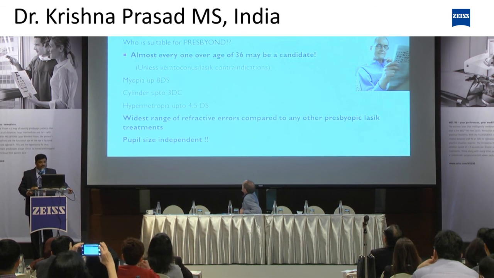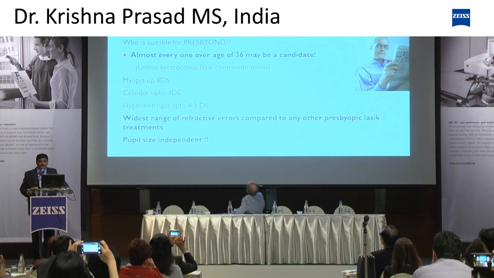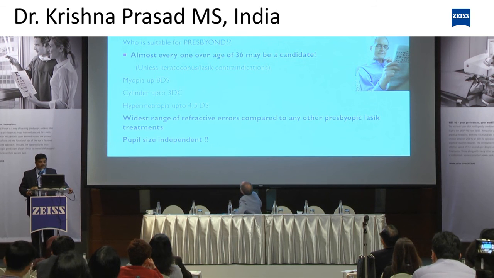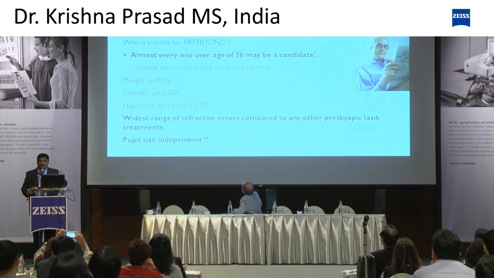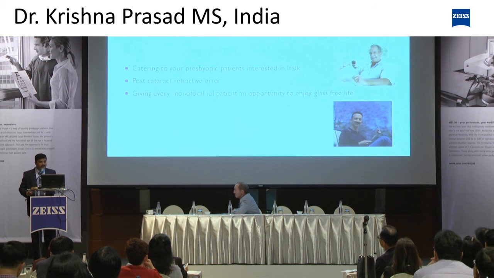So, who is suitable for Presbyon? Almost anyone over the age of 36 may be a candidate. One good thing about this treatment is that you can do myopia up to -8 diopters. Even hypermetropia you can do up to 5.75. But in my hospital, we have done hypermetropia up to +3 diopters and cylindrical power up to 3 diopters. So it has the widest range of refractive error compared to any other presbyopic LASIK treatment. Importantly, this treatment is pupil size independent.